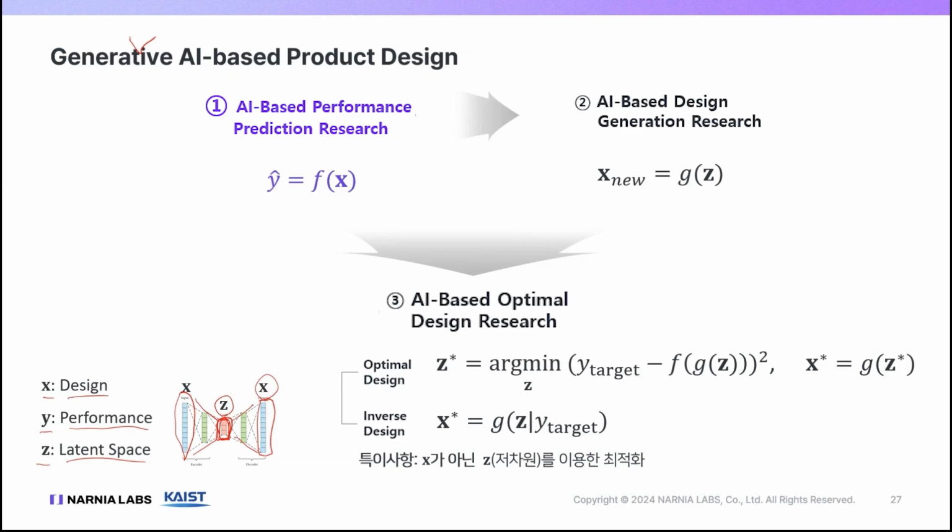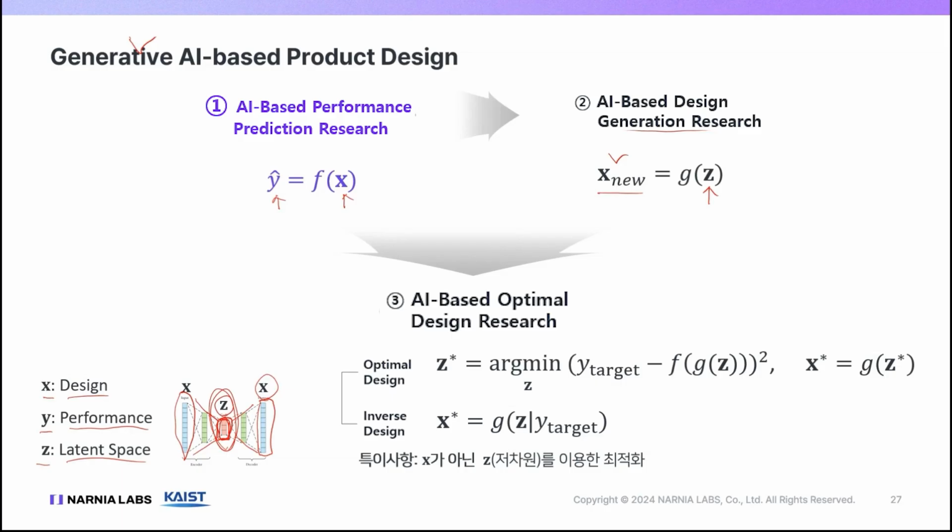These are AI-based performance prediction, AI-based design generation, and AI-based optimal design. First, for example, if you have X and Y data, then Y is f(x) like this. Performance prediction is possible. After that, to generate designs, you train a generative model as follows, where the output of the generative model is X, and the input is G. Here, this refers to the reduced latent space. So when you input G, X is generated, and then optimal design becomes possible.